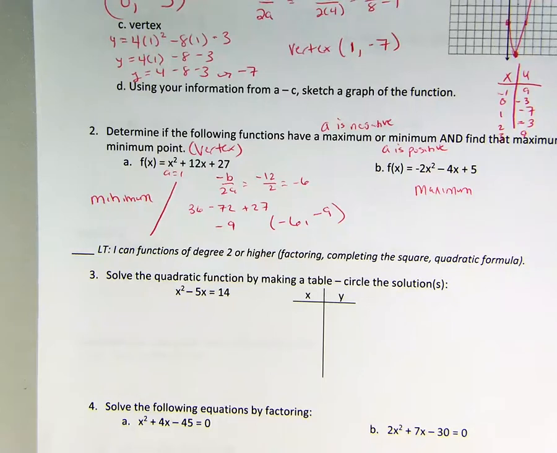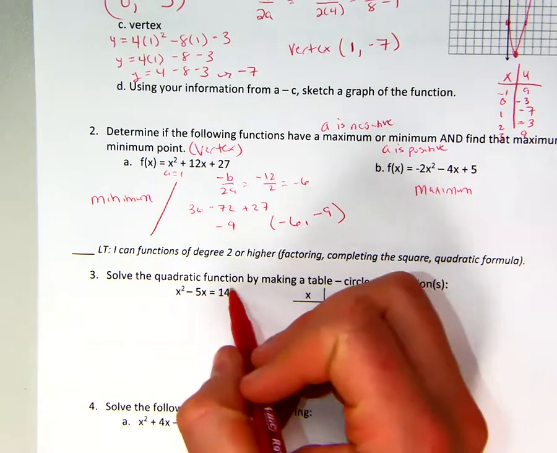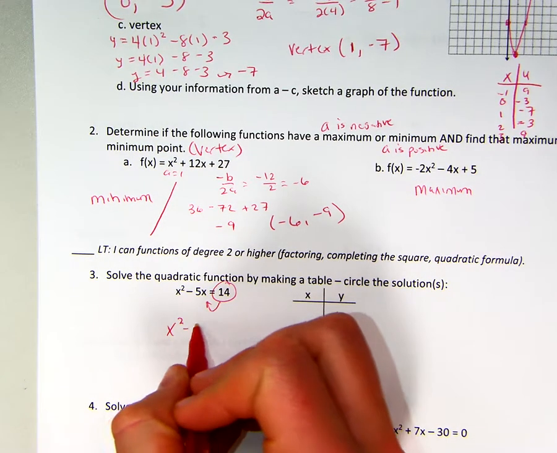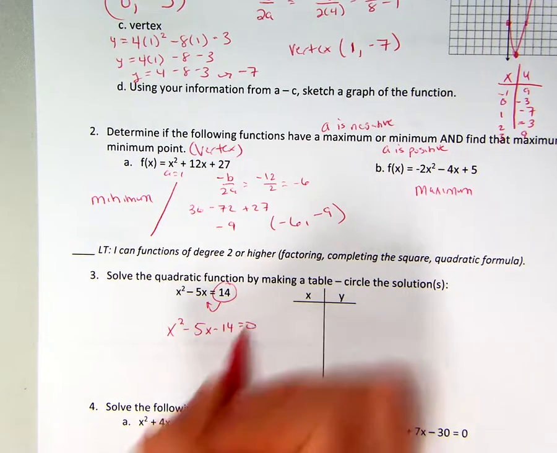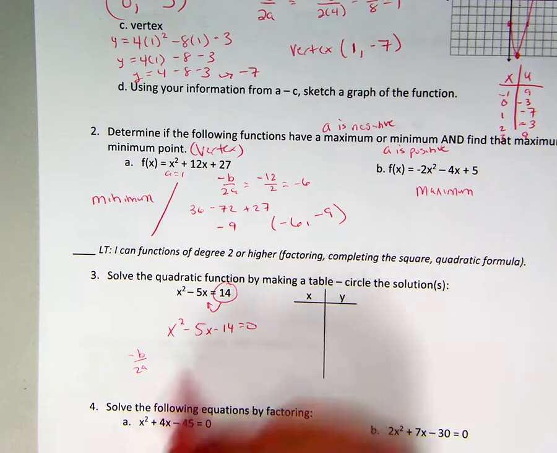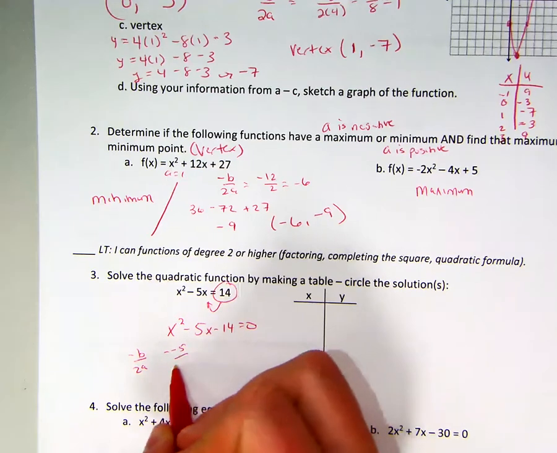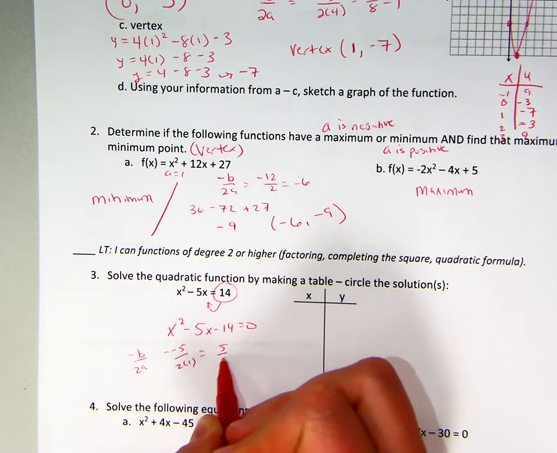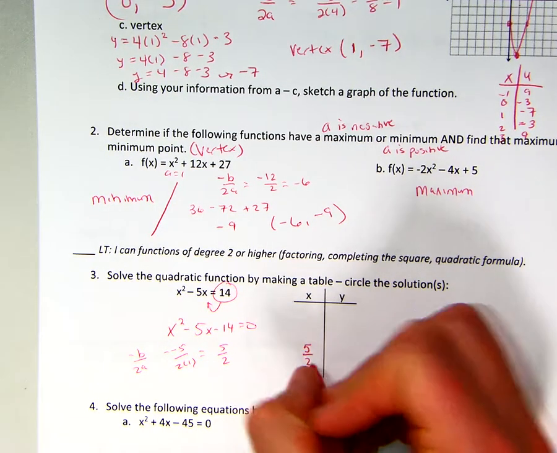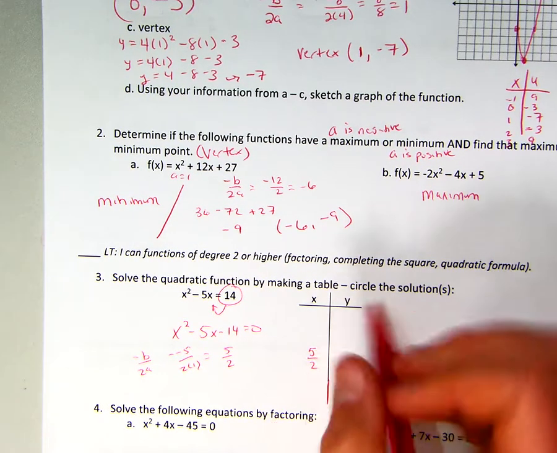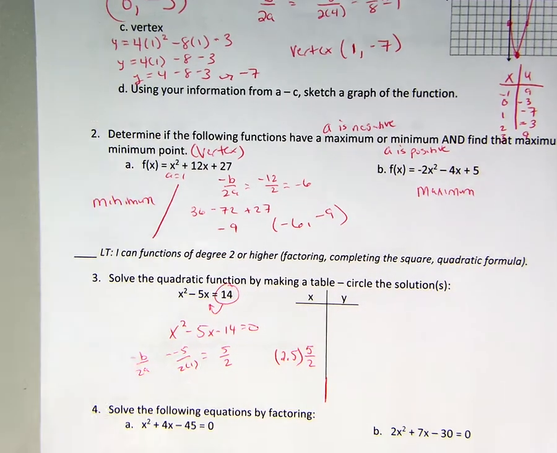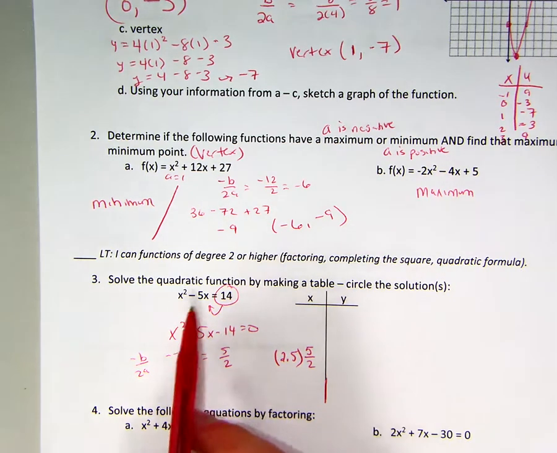Solve the quadratic function by making a table and circling the solutions. First thing, everything needs to be to the left side. This needs to equal 0, so this is x squared minus 5x minus 14 equals 0. You need to do the -b over 2a to find your vertex. So we get 5 over 2 times 1, which is 5 over 2. Alright, so our x-value for the vertex is 5 over 2. You guys know this as 2.5. Alright, so now we plug 2.5 back into here.